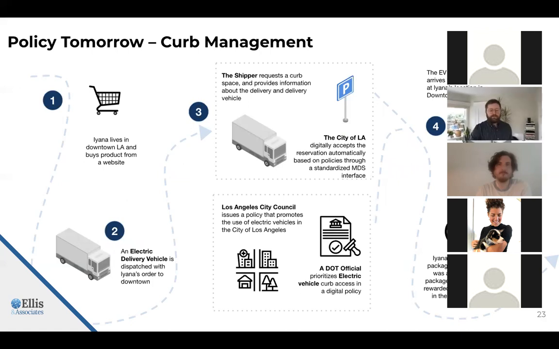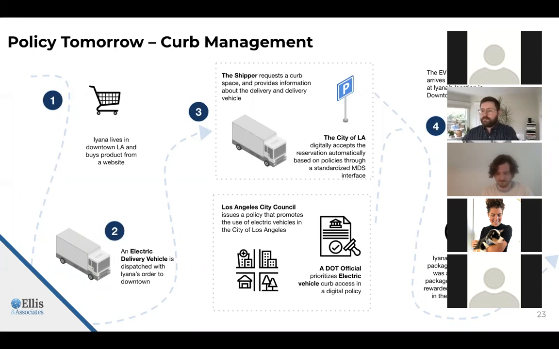And just to illustrate how this might work and bring it home, I put together this example of how policy would be used in curb management. This is not something that's necessarily happening right now. It's just a possibility as a way of casting the future. So this is an example of Ayana. She lives in downtown Los Angeles, and she's buying a product from a website, like I'm sure we've done many, many times over the last 6 months, all of us. And in this case, an electric vehicle was deployed to pick up Ayana's order from the warehouse and deliver to her place of residence.